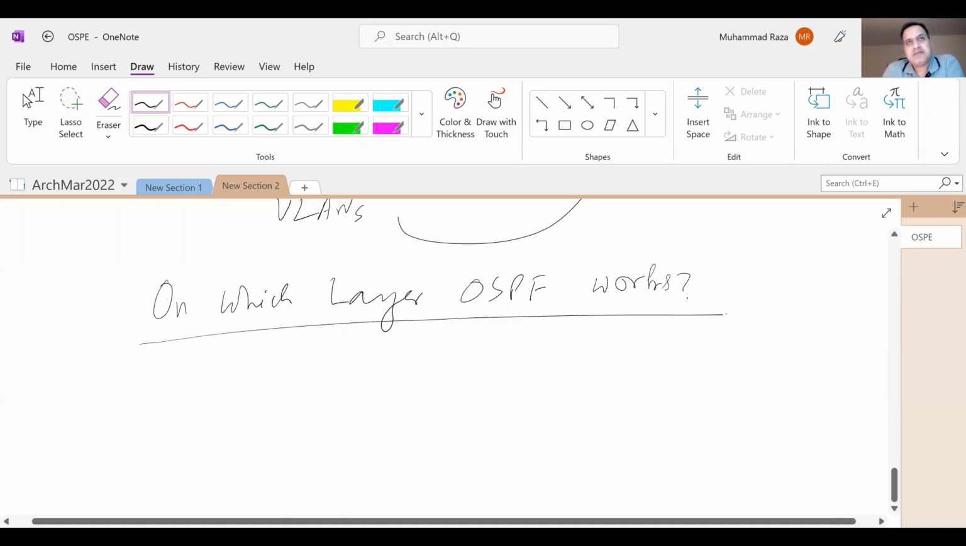On which layer does OSPF work? And readily the answer would be L3, usually, and that would make the interviewer not happy.